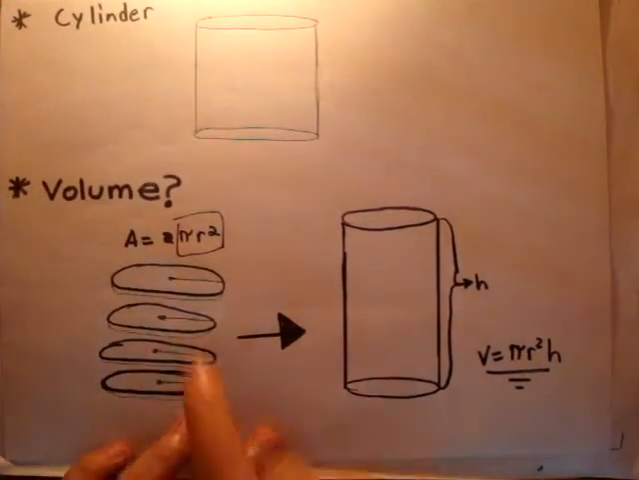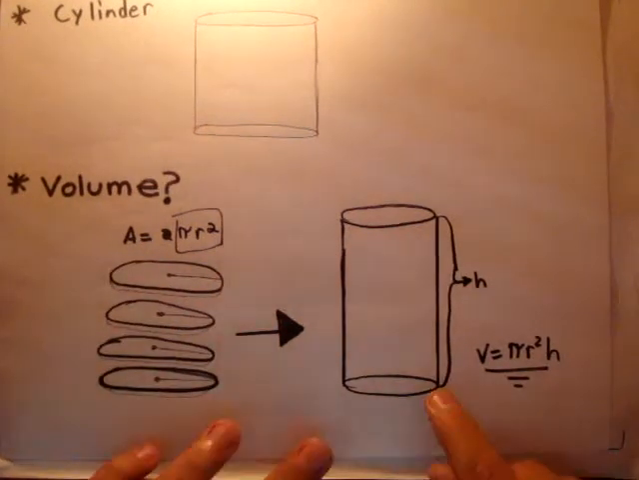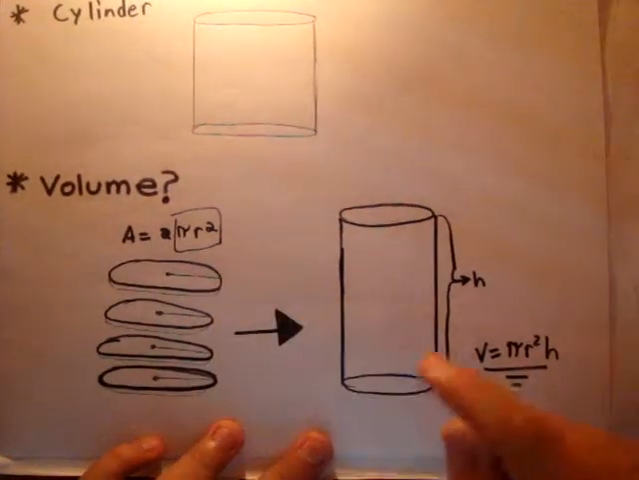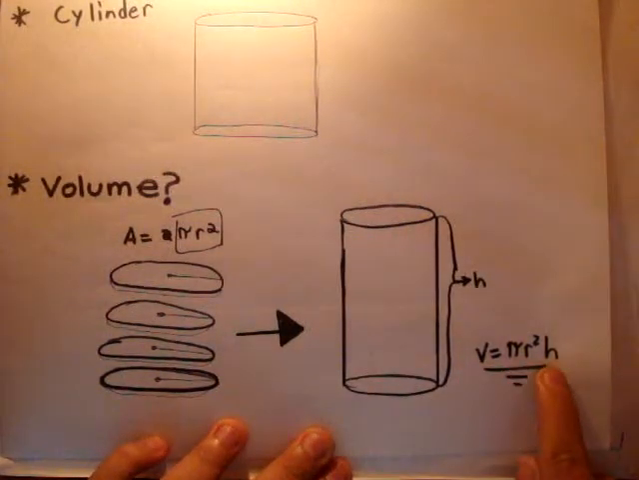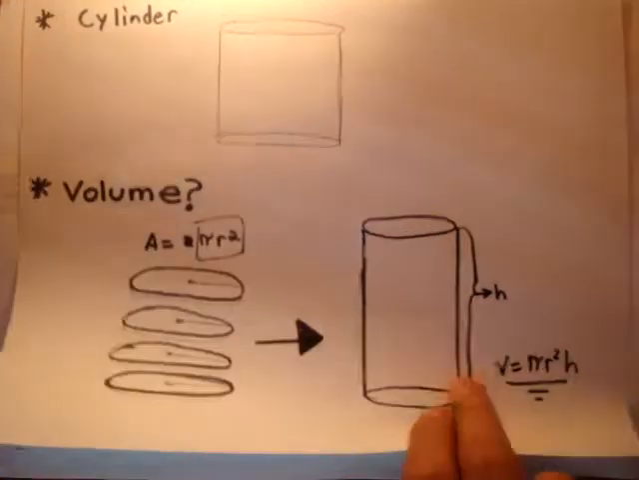Now, you would just multiply all the areas times how many of these things are stacked. In other words, what is the height? So, volume simply equals pi r squared h. Now, we can actually apply this idea to more advanced concepts. In other words, solid revolution.